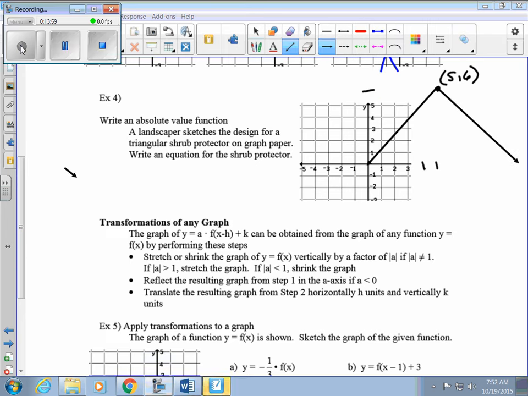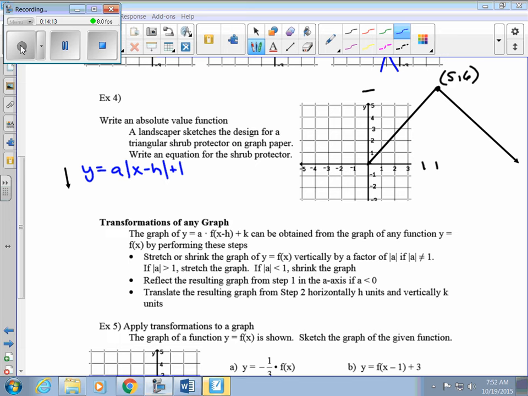All right, so what we're going to do is we're going to start with a form. The general form of this. So y equals a times absolute value of x minus h plus k. So the vertex we know is 5, 6. So we're going to plug that in. X minus 5, absolute value of that plus 6.